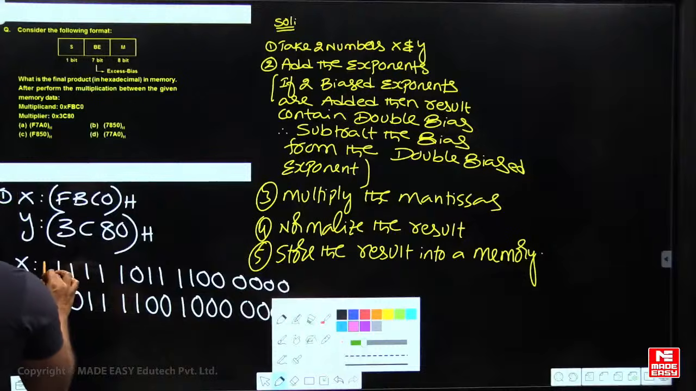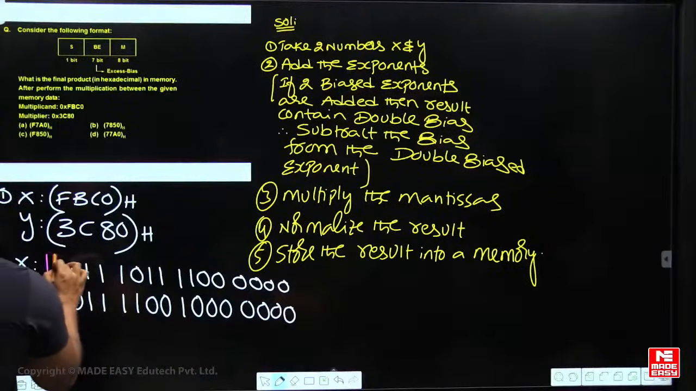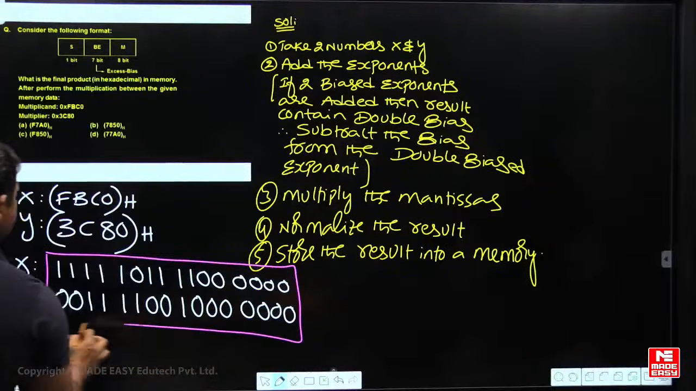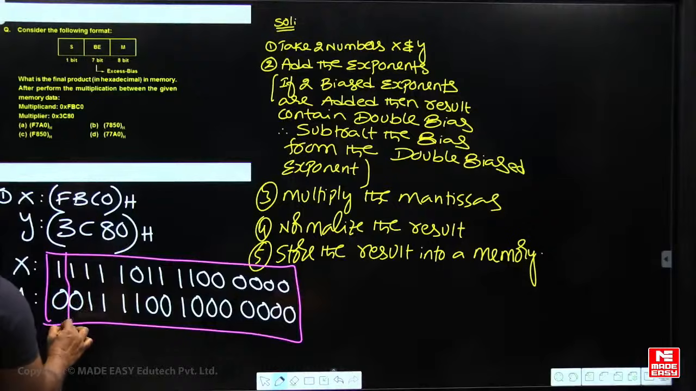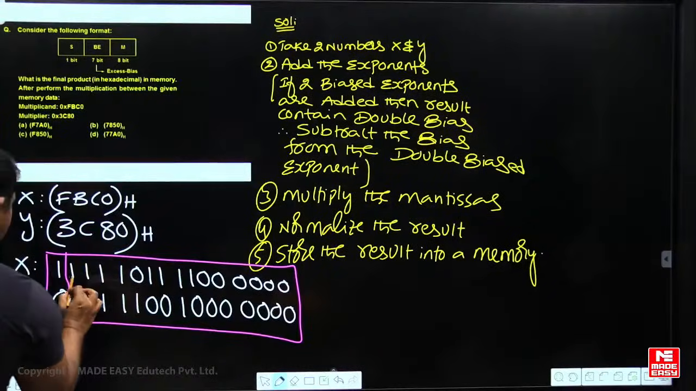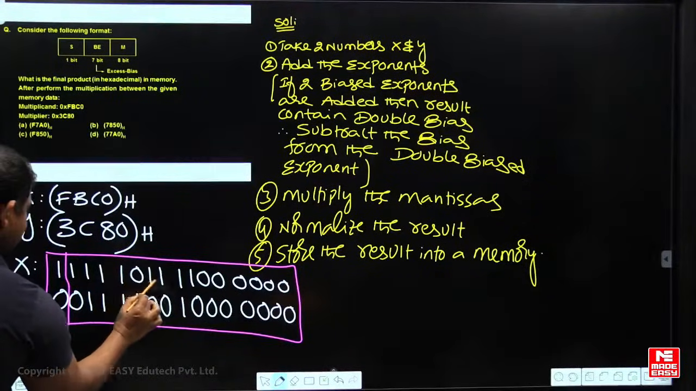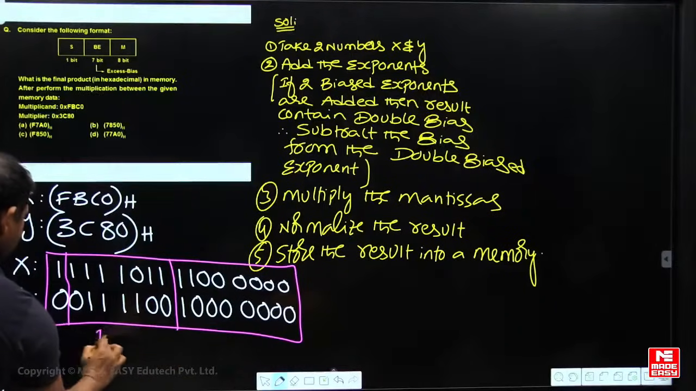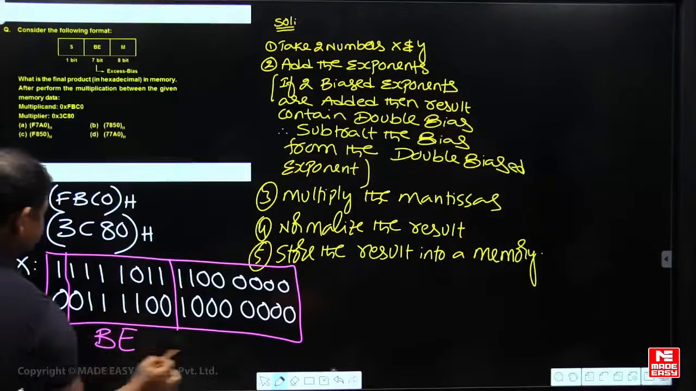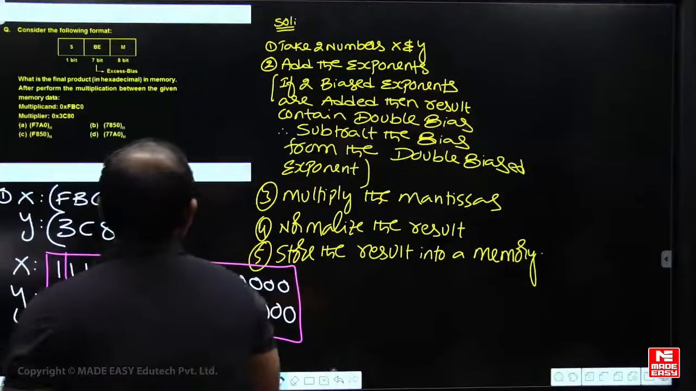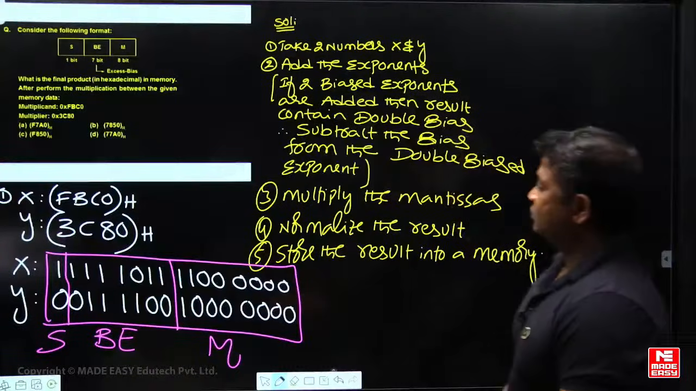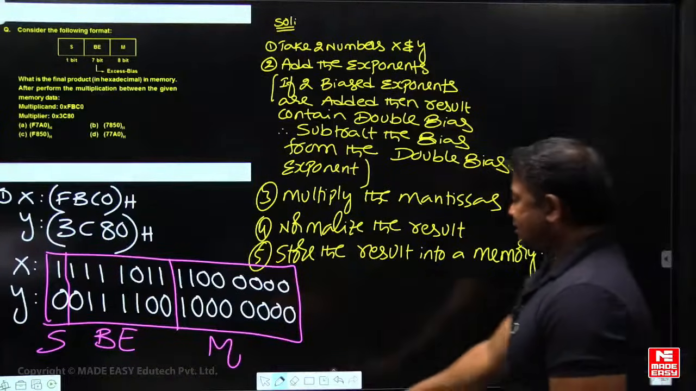Now interpret this into a format. What is the format? MSB is the sign. Very good. Then 7 bits, 1 2 3 4 5 6 7, this is the biased exponent, and the remaining are the mantissa.